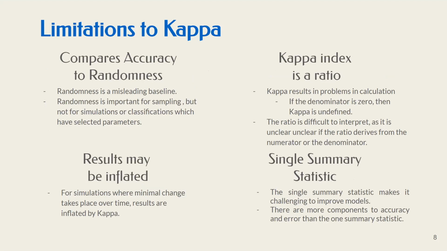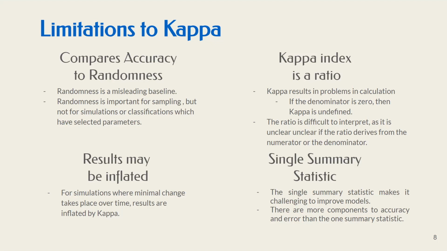This leads us into the limitations of the kappa statistic. To start, randomness is a misleading baseline. It is important for sampling, but simulations and classifications are based on selected parameters, not random sampling. Therefore, it does not make sense to compare accuracy to randomness. Secondly, the kappa index is a ratio. This causes problems in the calculation. If the denominator is 0, then the kappa statistic is undefined. In addition, the ratio is hard to interpret because it is unclear if a large or small ratio derives from the numerator or the denominator, making it difficult to improve the accuracy of the model.